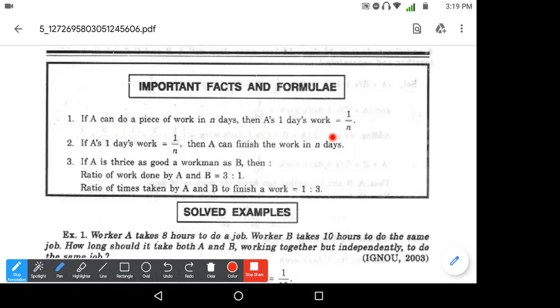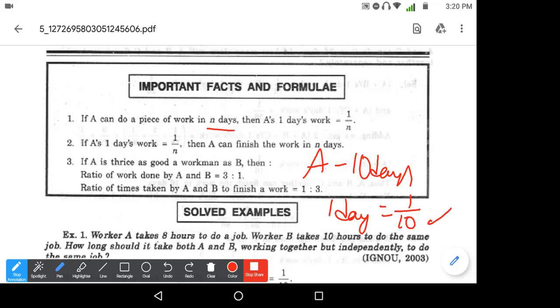So, if they say A can do a piece of work in 10 days, then in 1 day he can do 1 by 10 work. Okay, he can do 1 by 10th of the work in 1 day. So that's what they are trying to say. They'll usually give you, if A can do work in 10 hours, 5 hours, 15 days. Here they have specified it as number of days. So in that case, 1 by 10 will be the 1 day's work.